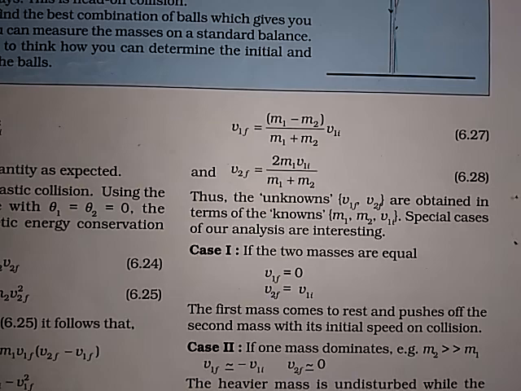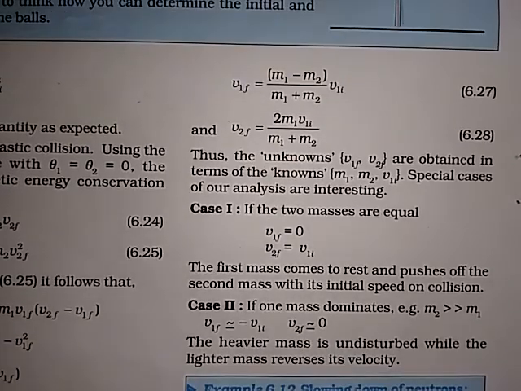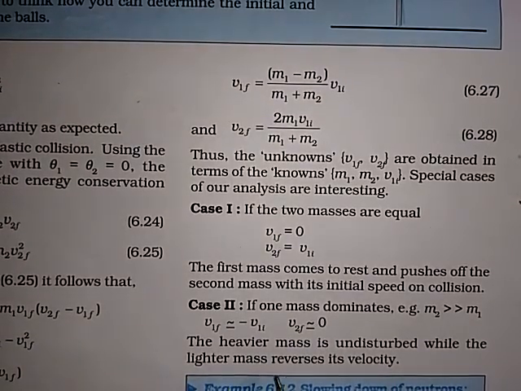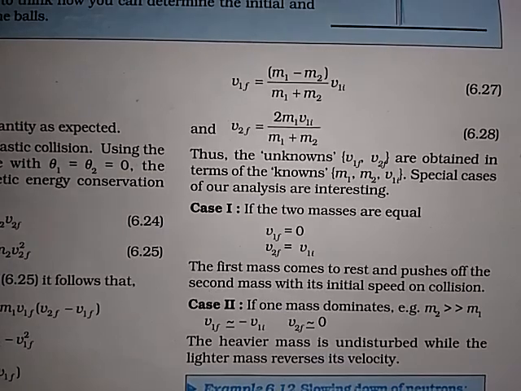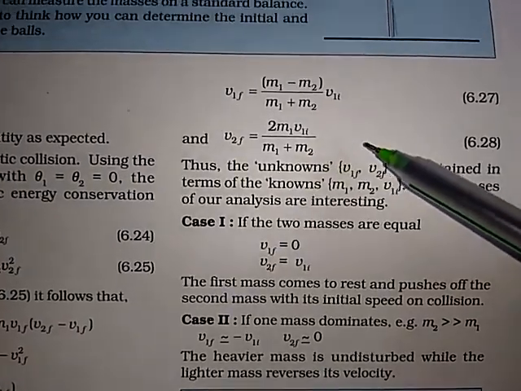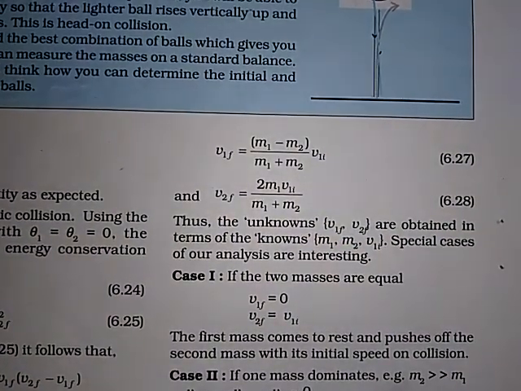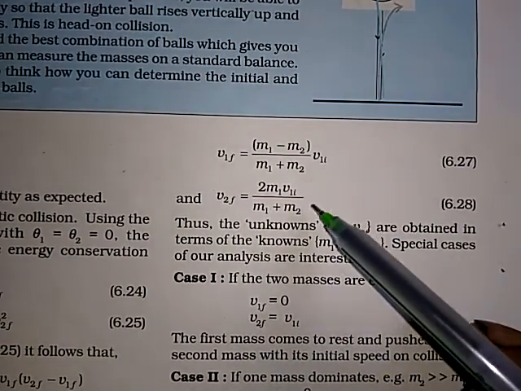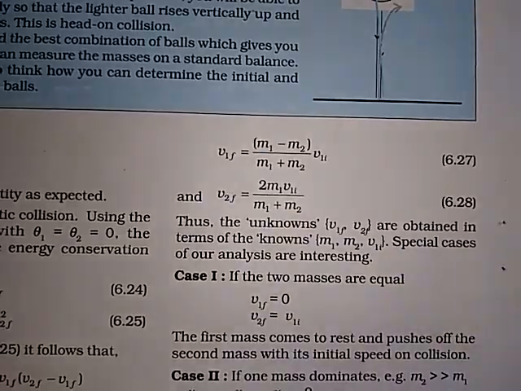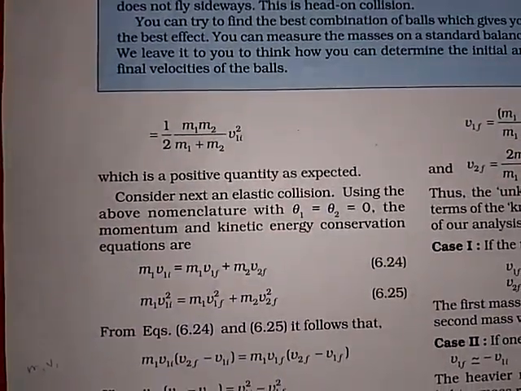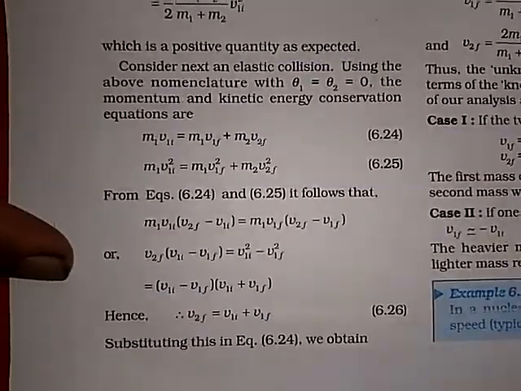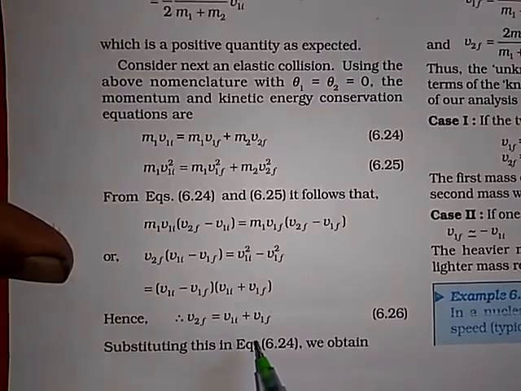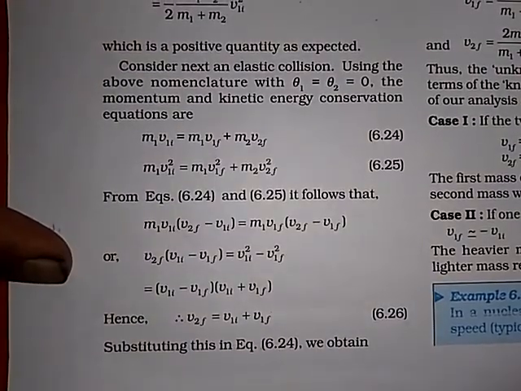That is, the heavier mass is undisturbed while the lighter mass reverses its velocity. That's the meaning, and these are two important equations you have to remember. Now we have to see the proof for getting these relations, this relation and this one: V2F is equal to V1I plus V1F. We will see the proof now.